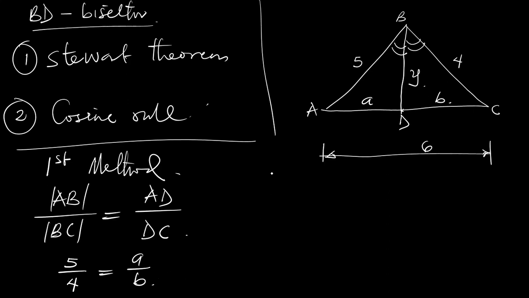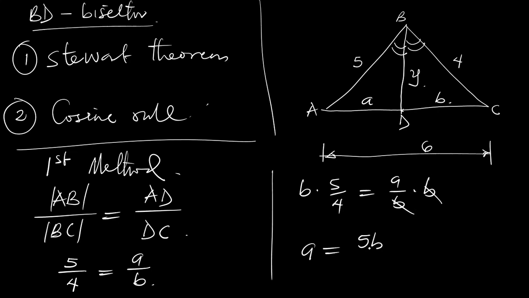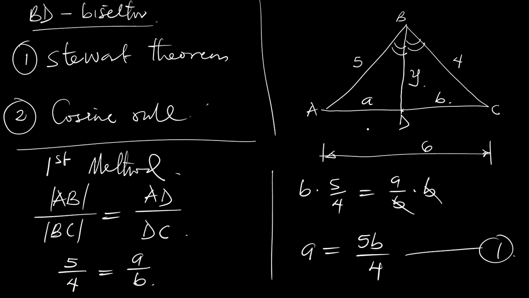Now from this equation, if you multiply both sides by B, so B times 5 all over 4 is equal to A all over B times B. So this B will cancel out. You now have A is equal to 5B all over 4. This is equation 1. Now, from this expression, A plus B is equal to 6, equation 2.